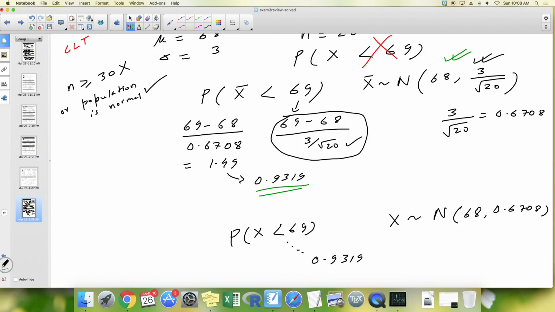So after you write the CLT equation, the whole problem becomes an ordinary normal problem. Something follows normal, something comma something, you have to find area to the left or area to the right or area between two numbers, and that's all. That's all I wanted to say.